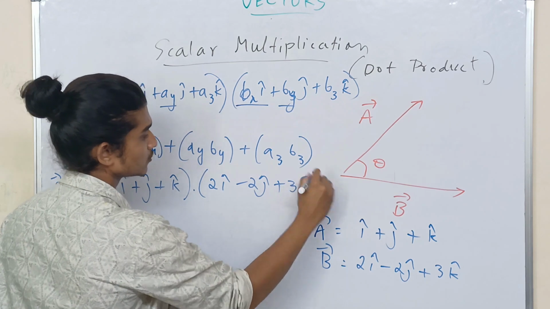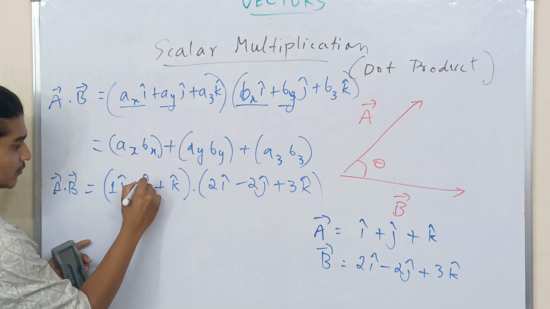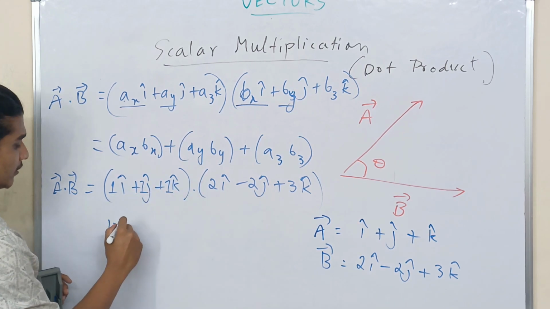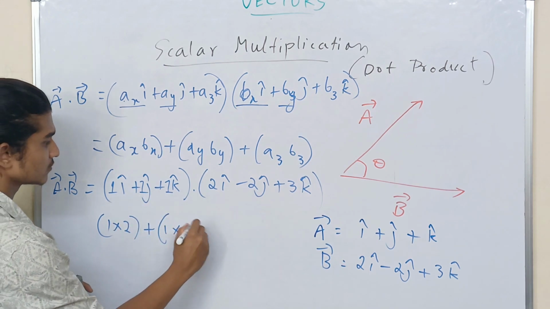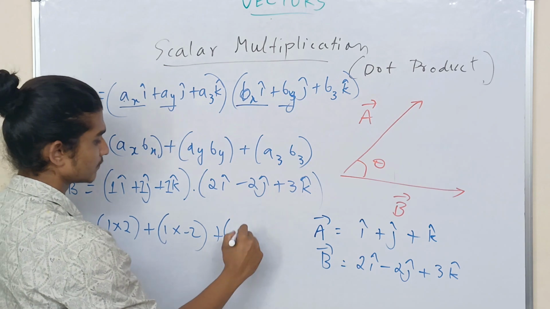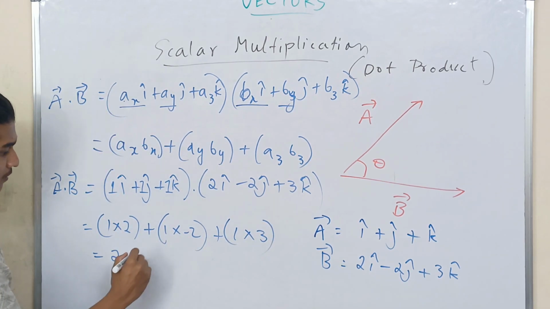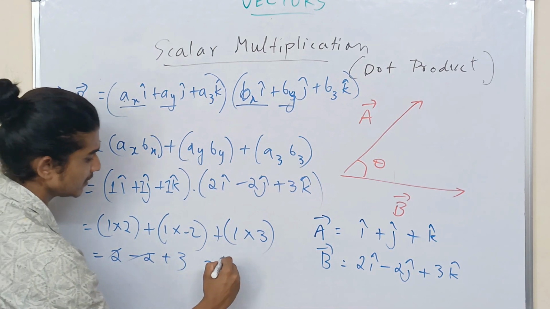So just multiply their particular components. This is 1. As you know, if you have nothing, it means it is 1. So 1 into 2, plus 1 into minus 2, plus 1 into 3. And just do the math. So 2 minus 2 plus 3. These two get cancelled out and your answer is going to be 3.